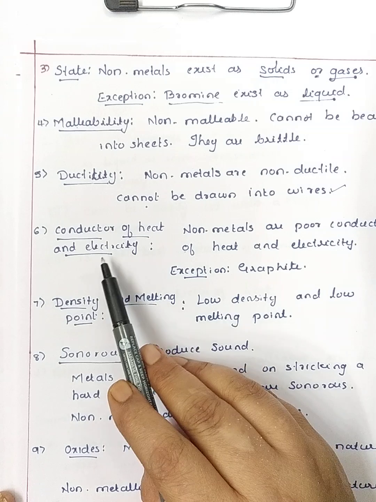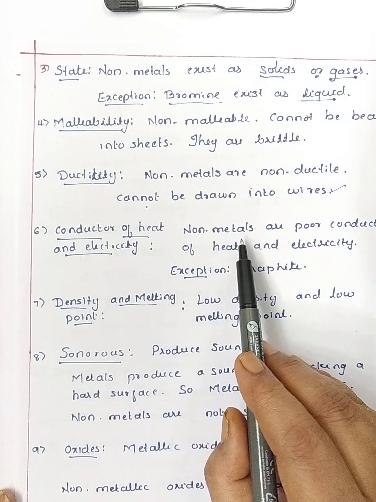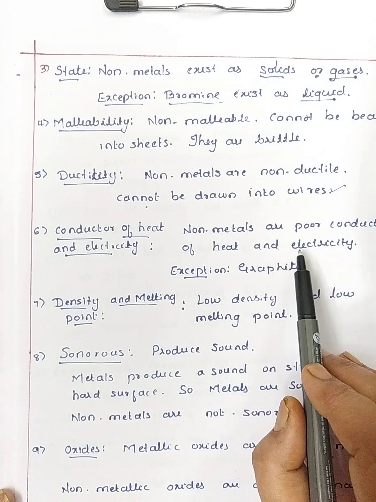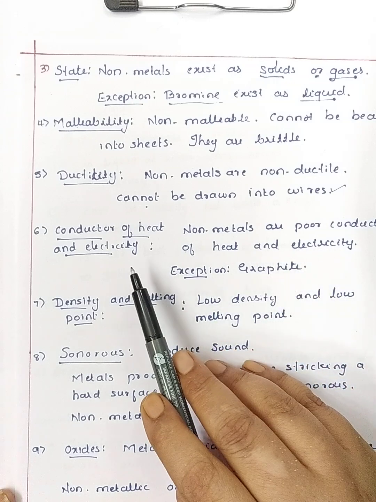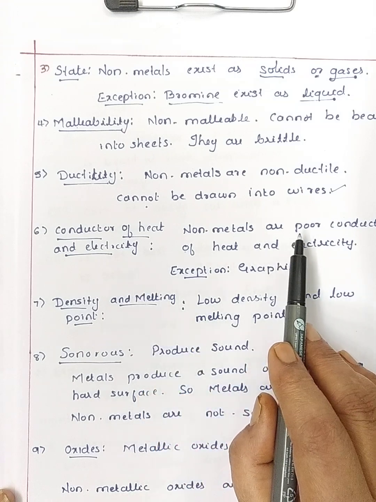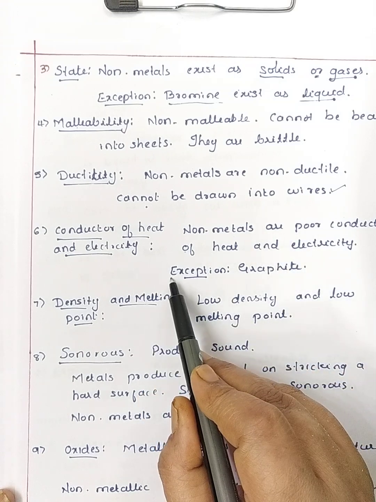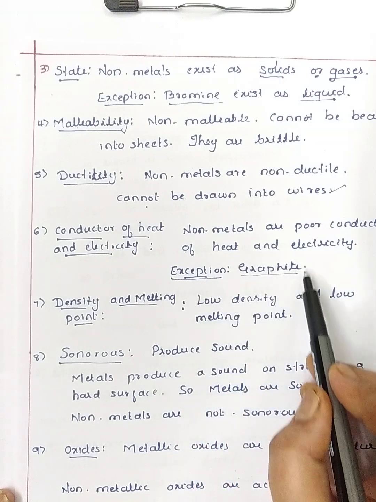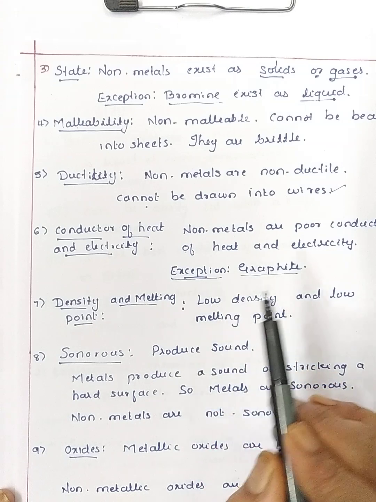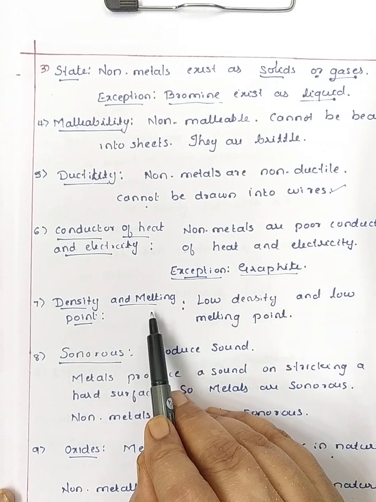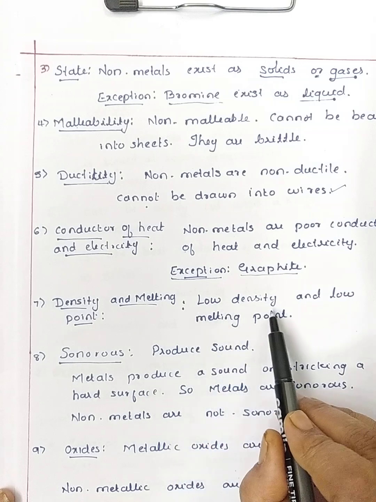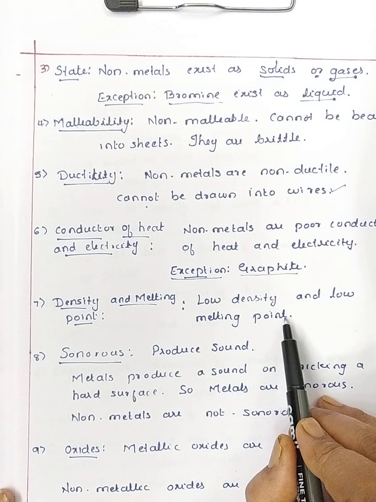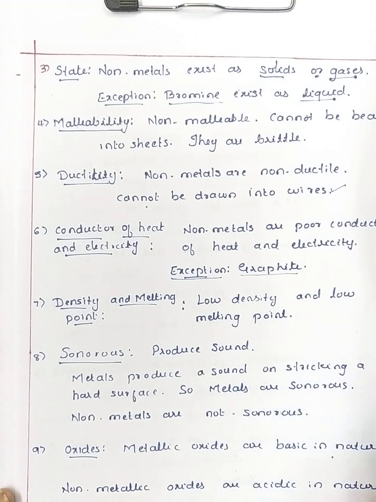Next is conductors of heat and electricity. Non-metals are poor conductors of heat and electricity. We cannot pass electricity through the non-metals and we cannot heat them. But here also one exception is there. So what is the exception? Graphite. Graphite, though a non-metal, conducts electricity. Next, density and melting point. They have low density, they are lighter in nature, and have a low melting point. They can be easily melted.